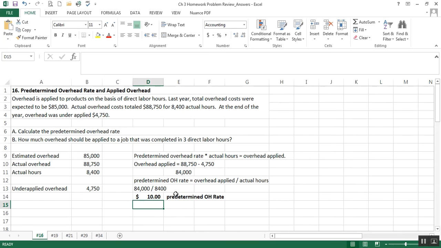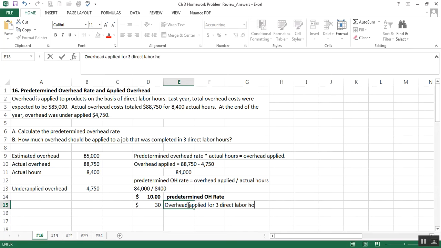The second part of the question asks us how much overhead should be applied to a job that was completed in 3 direct labor hours. Here we would take our overhead rate of $10 times the 3 labor hours. So it would be $30 overhead applied for 3 direct labor hours of work.